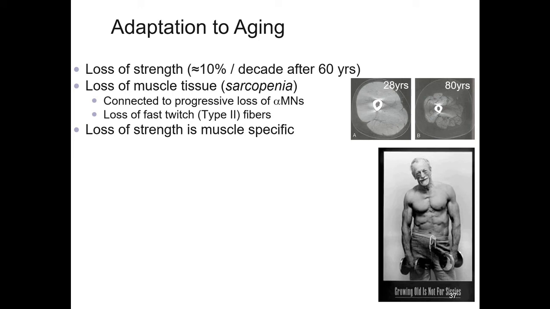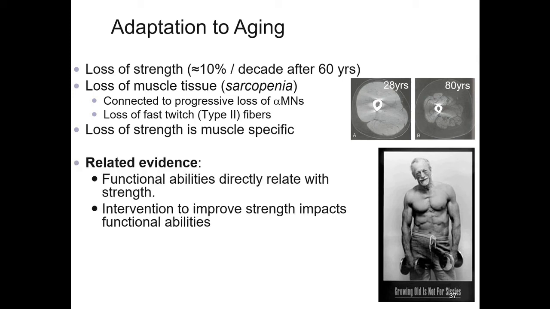The rate of muscle loss is muscle-specific. For example, the loss of strength is generally more pronounced in the muscles of the lower limb, such as the quadriceps, as compared to muscles in the upper limbs.